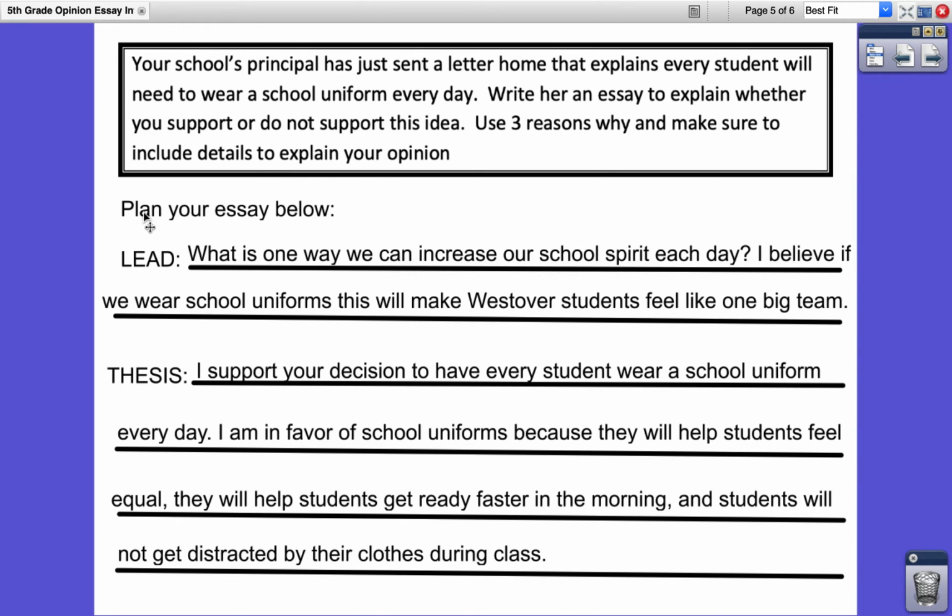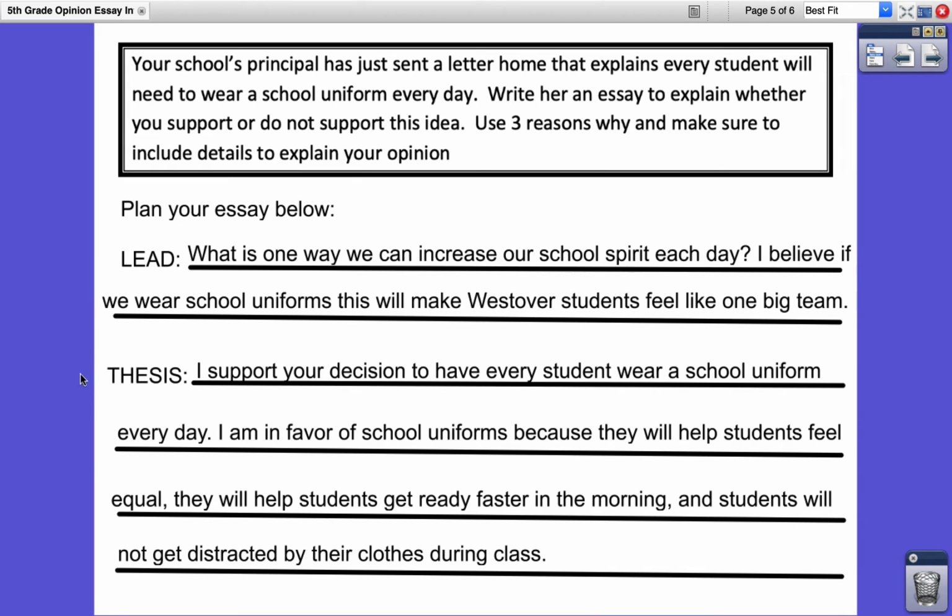Okay, so for my lead, first I decided that yes, I support the idea of wearing school uniforms. My lead, if you remember, could be a question. It doesn't have to be, but I always like to start with a question because I feel like the reader feels like they have to answer it. So I'll read it to you. It says, what is one way we can increase our school spirit each day? I believe if we wear school uniforms, this will make Westover students feel like one big team. Okay, so there's my lead. That's how you hook the reader.